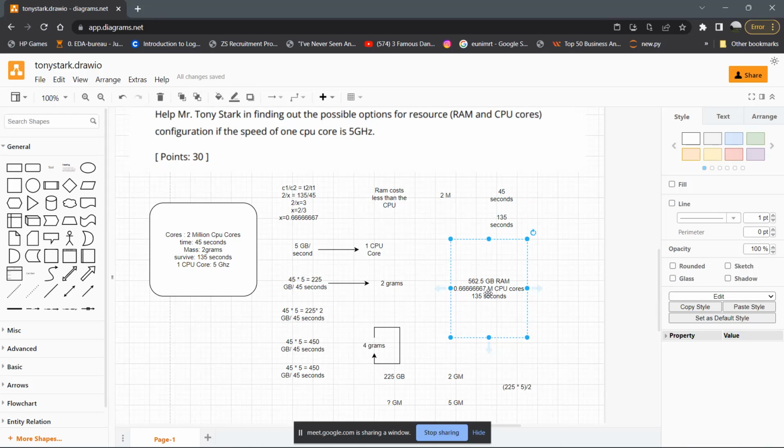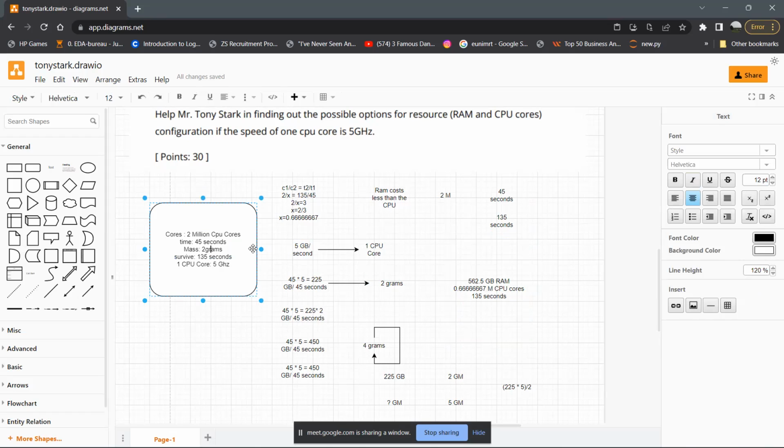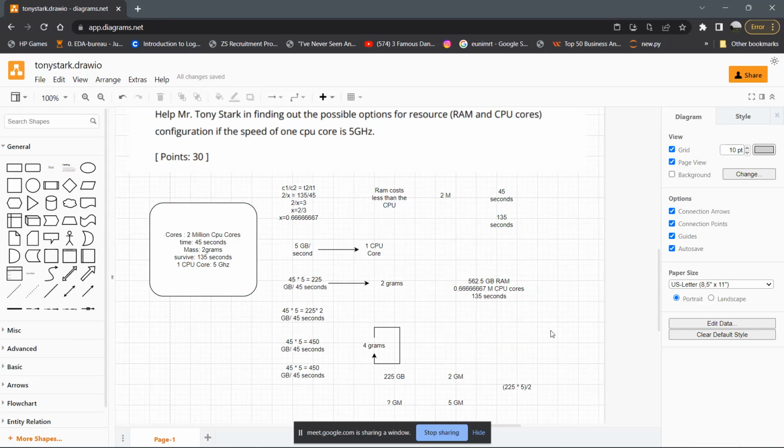Because you use the least amount of cores and the most amount of RAM. So it's kind of like this, right? When the mass increased, our first aim was to see how much RAM can be increased in each CPU core.